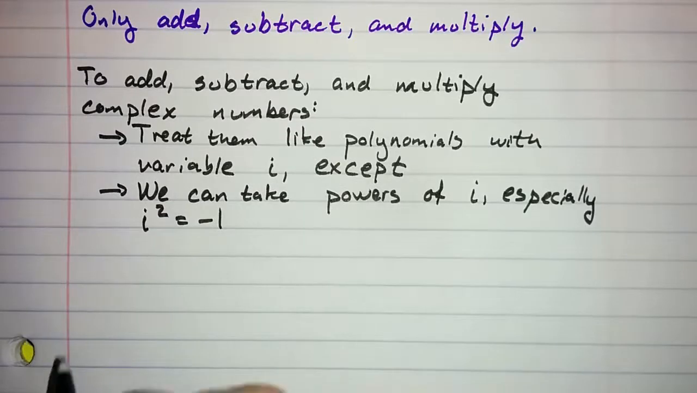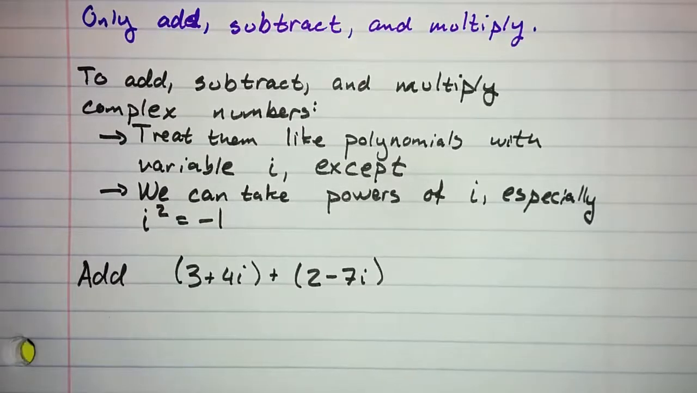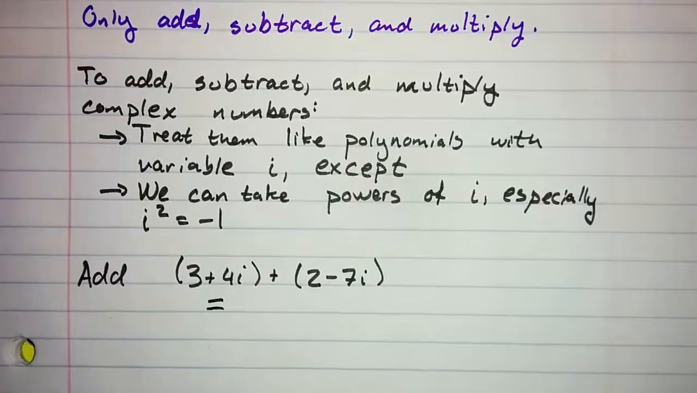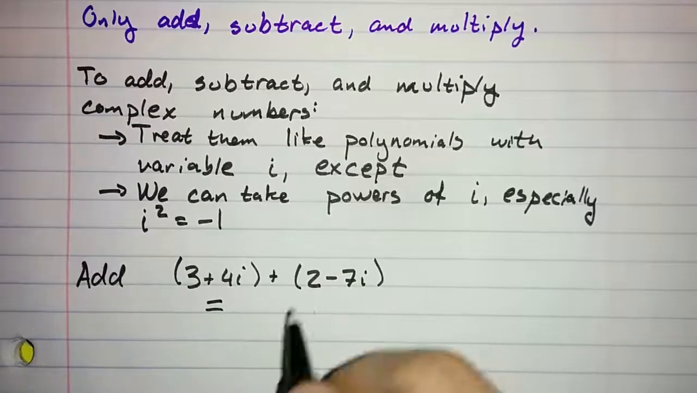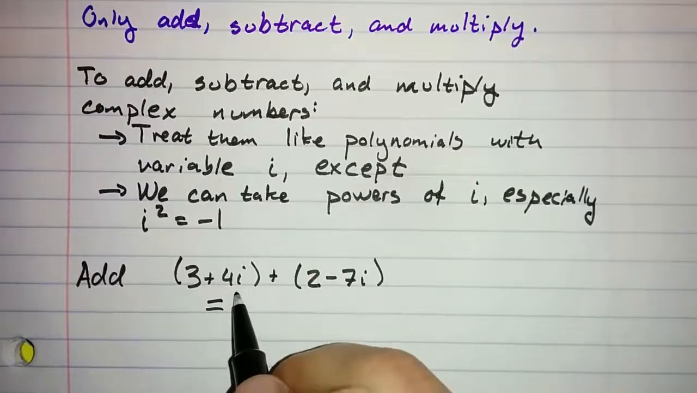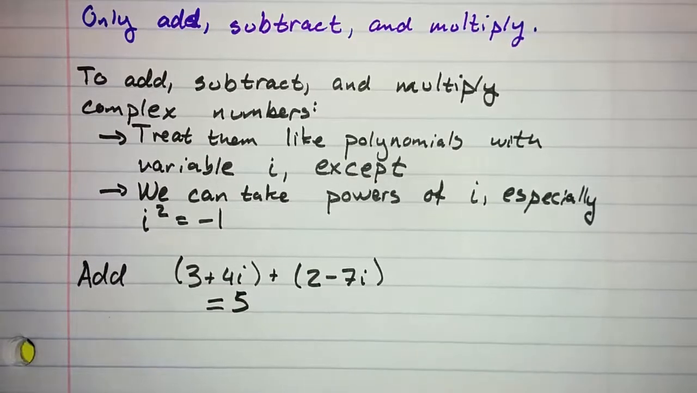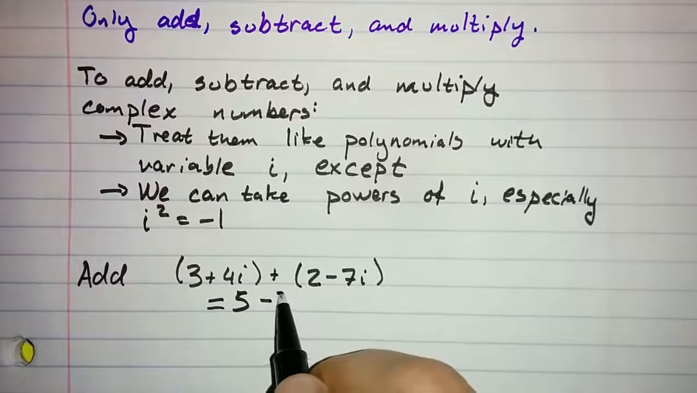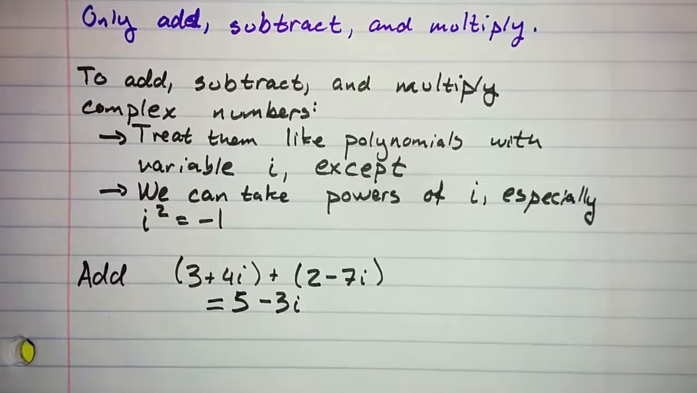So if I say add (3 + 4i) + (2 - 7i), well, I'll do that by collecting like terms. Noticing I can just drop the parentheses because this is addition. I'll have 3 plus 2 is 5. 4i minus 7i is -3i. Just combining these as like terms.